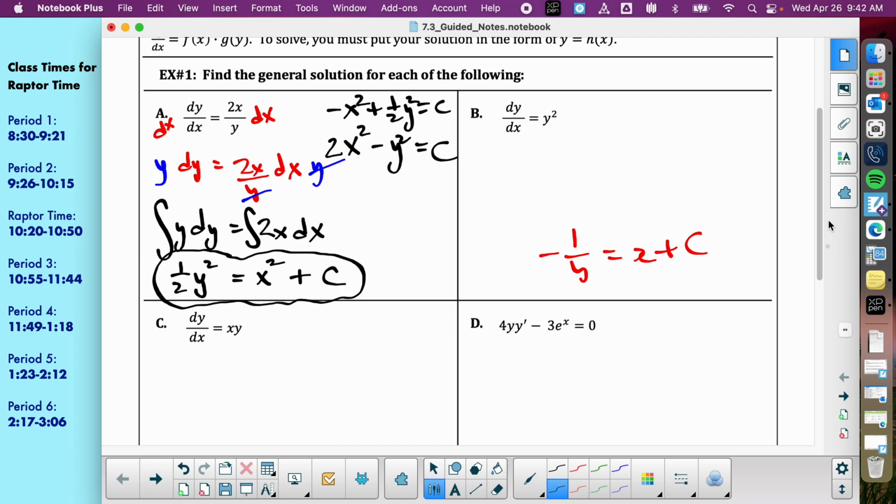I did not get that at all. You did not get that at all? Oh, okay. What'd you get? 1/2 natural log absolute value of y squared equals c.